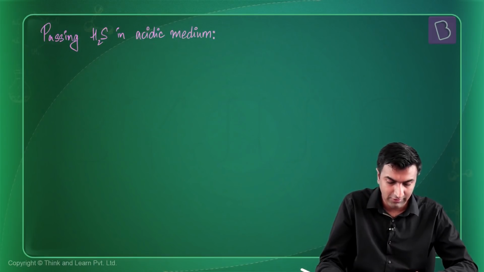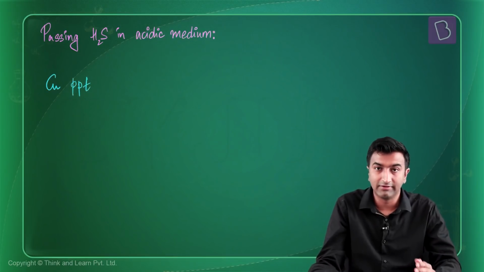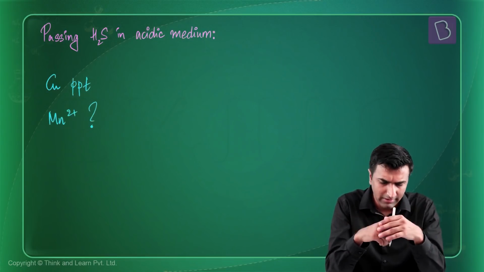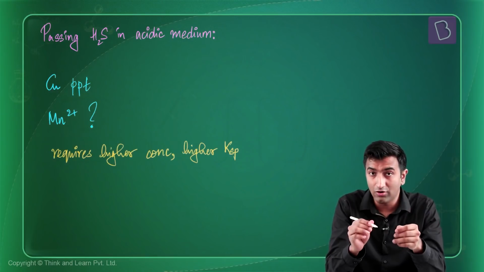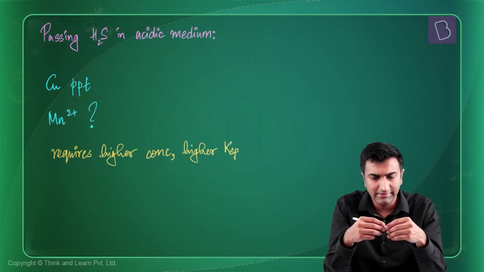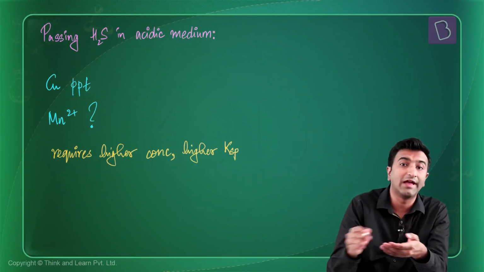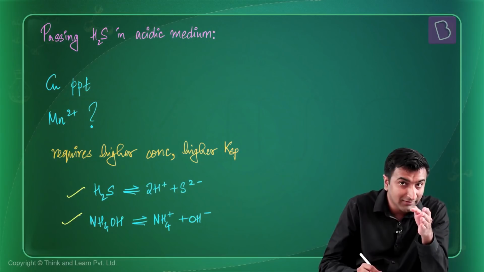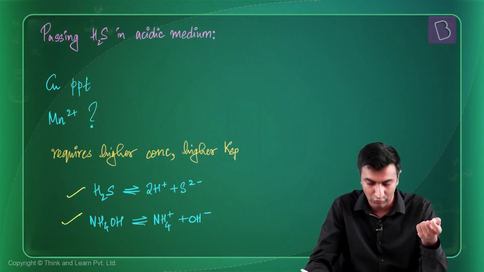Here, what happens when you pass H2S in acidic medium? Yeah, copper precipitates out, that's fine. It's in the earlier groups, right? When you look at the cation qualitative analysis, sure. But Mn2+, does that precipitate out or not in acidic medium? Well, the Ksp value of MnS is higher, which means that it needs a higher concentration of S2- than it would get just from the dissociation of H2S, which is why we add H2S as well as NH4OH, which means this is in the basic medium. Yeah, these are the reagents to precipitate out Mn2+.